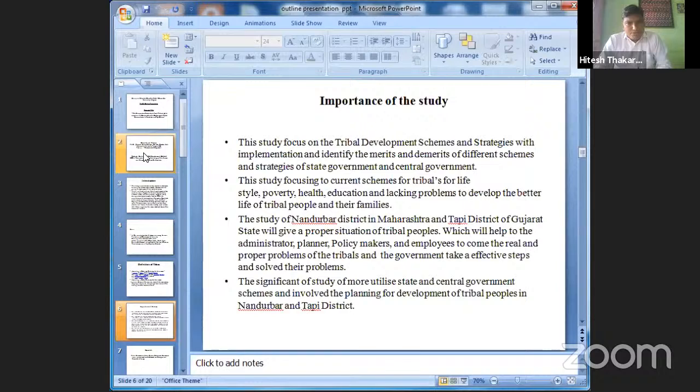The study of Nandurbar district in Maharashtra and Tapi district of Gujarat state will give a proper picture of the situation of tribal peoples, which will help administrators, planners, policy makers, and employees to understand the real and proper problems of the tribals, and the government can take effective steps and solve their problems. The significance of the study is to make more use of state and central government schemes and involve planning for the development of tribal peoples in Nandurbar and Tapi district.